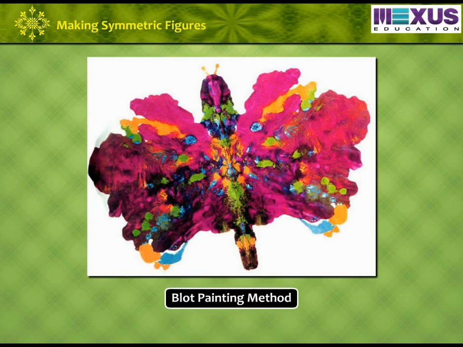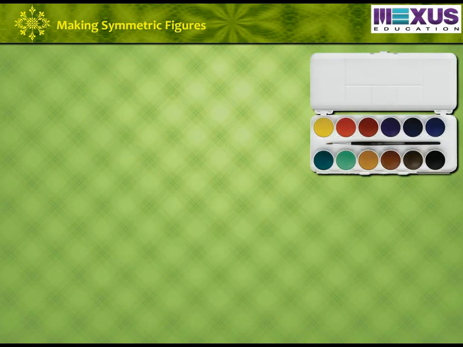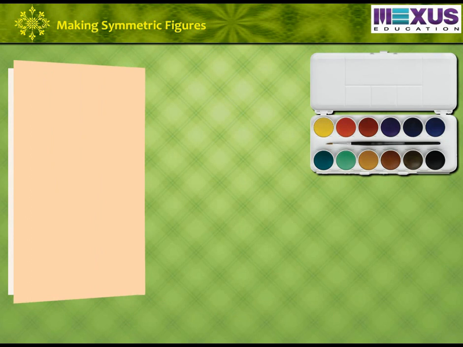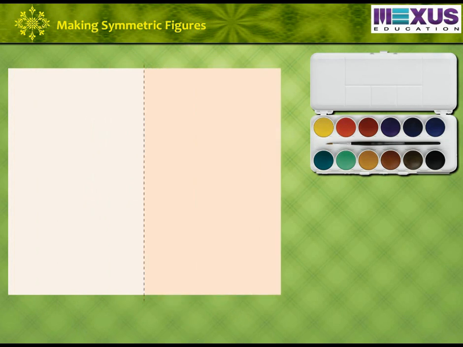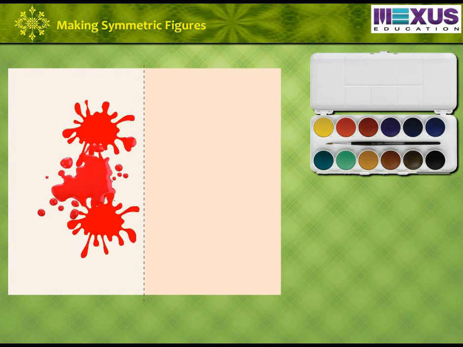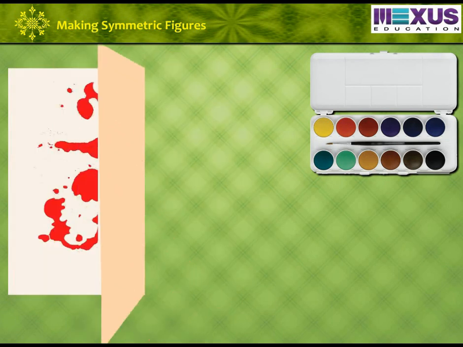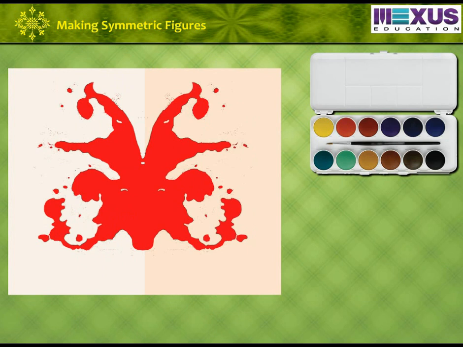Let us learn about blot painting method. Take some watercolor and a sheet of paper. First, fold the sheet into half so that we get a center line. Now, open it. Can you see the line in the middle? We can see that this line divides this page into two equal parts. Now, put few drops of ink randomly on the one half of the paper. Then, fold the paper back again and press it down. Now, open the paper. We can see that the ink has spread over and formed a pattern.